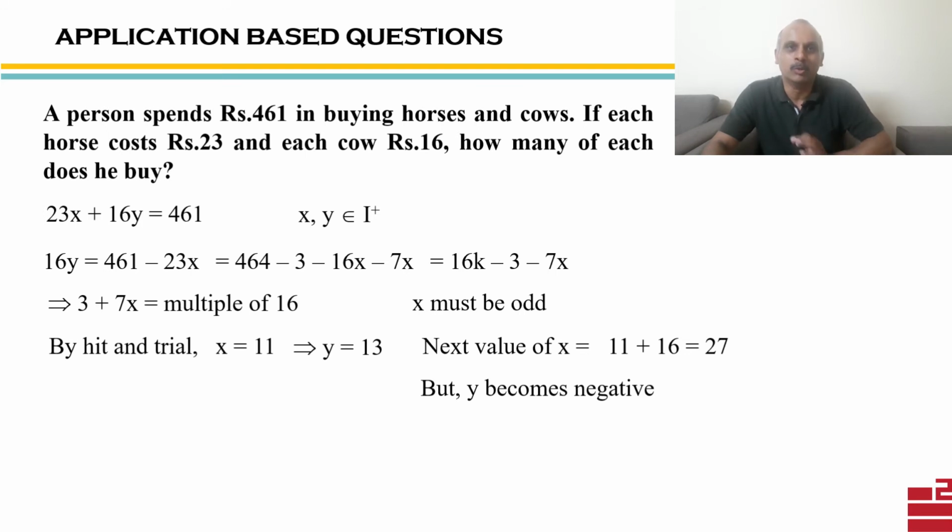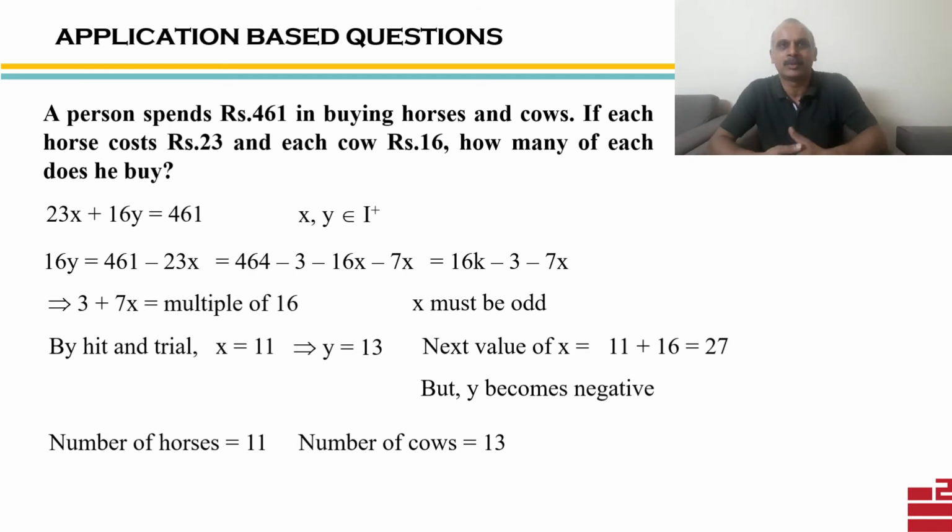It means my only, unique solution in this case is that the number of horses will be 11 and the number of cows will be 13. Now please realize that in such kinds of questions it is quite possible that multiple answers are possible. However, in this case we have only a unique solution.